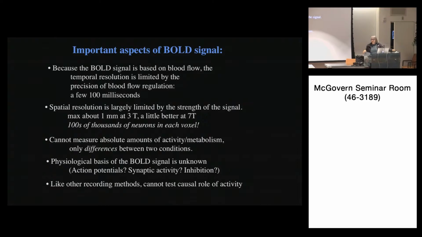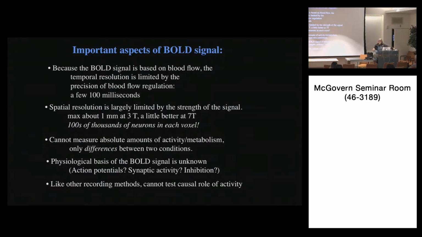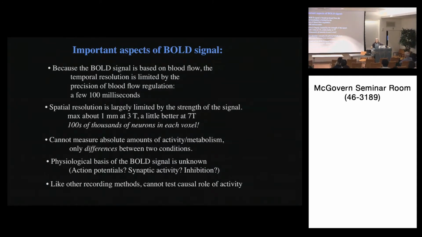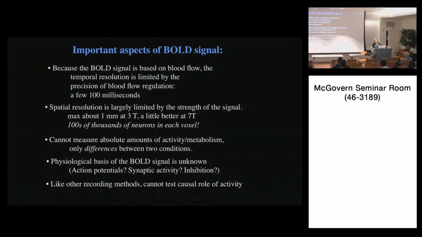And very importantly, like other methods, single unit recording, most recording methods in neuroscience, they're just correlational. You change a stimulus, you change a task, you see what happens to the neural activity, but you don't know that that neural activity is causally related to behavior. Okay, and that's just a built-in limit.